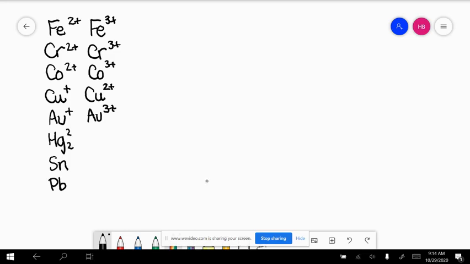Mercury can be +1 or +2. I wrote it like this because +1 always comes in pairs. Now, tin and lead are in family 4, so they can be a +2 like all the rest of the metals, and a +4.